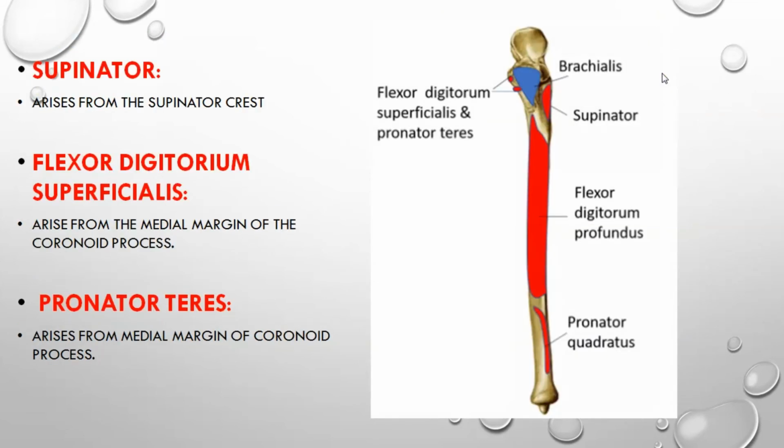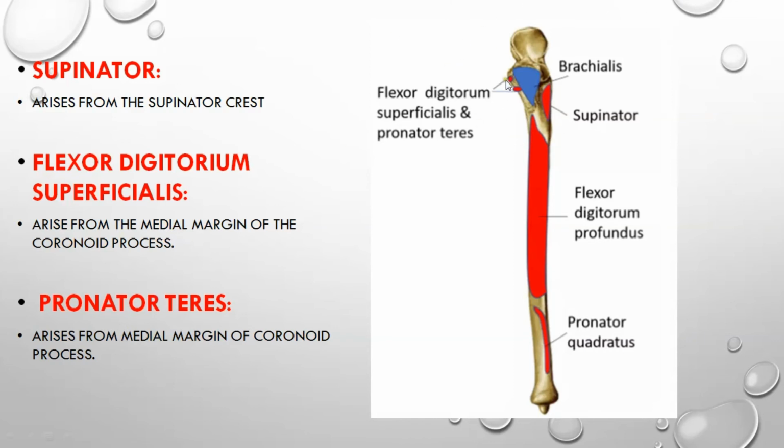Now the muscles which are written in red color are the muscles which arise from the ulna. The first is supinator. As the name indicates, it arises from the supinator crest, which is present just below the radial notch. Then there is flexor digitorum superficialis. This muscle arises from the medial margin of the coronoid process.